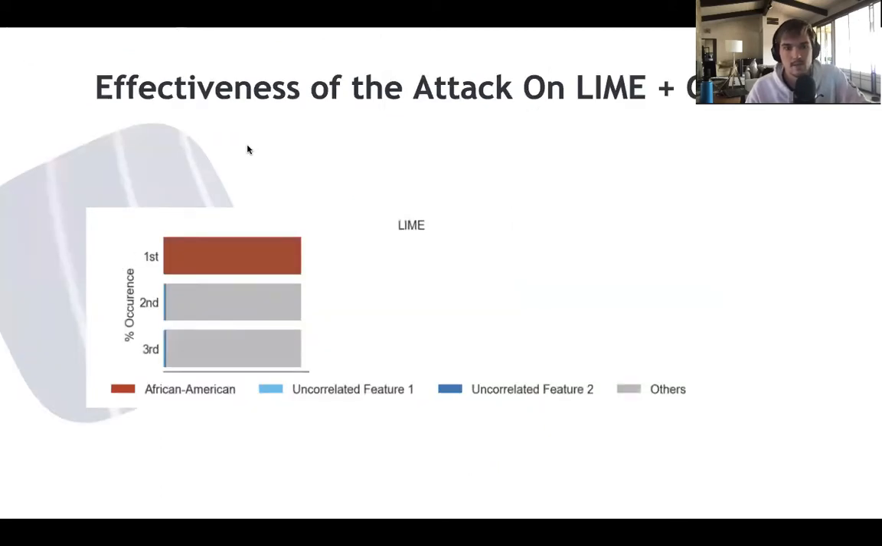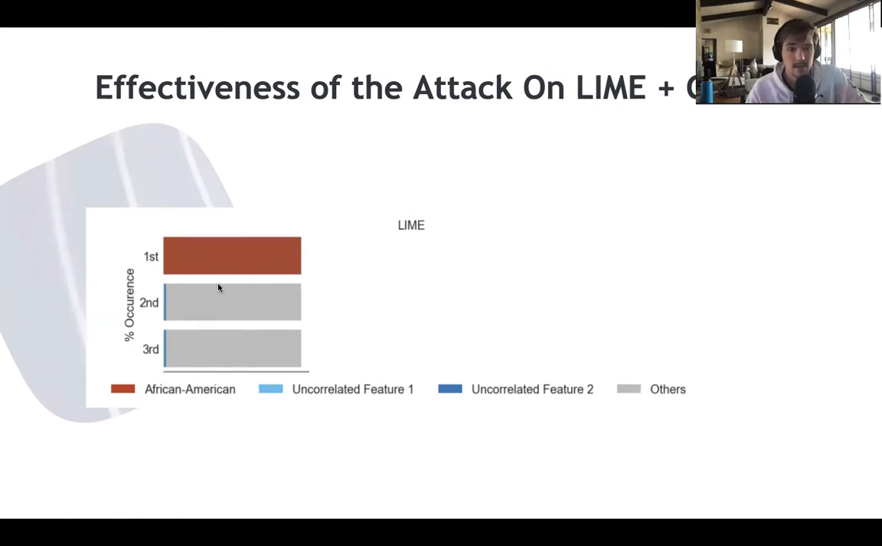And we can see that this is quite effective in practice. We evaluate the success of this approach using this percent occurrence figure. And what this says is, for this feature importance explanation, what is the percent of the time that race or some other features are listed as either the first, second, or third most important features across all the test data.